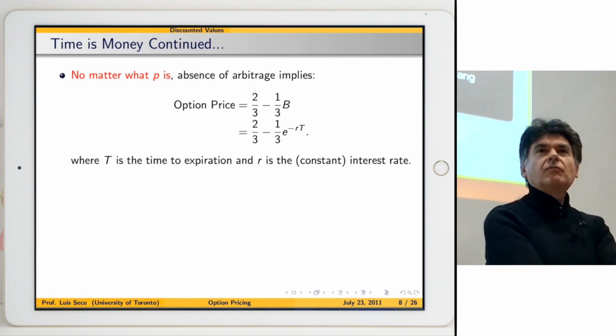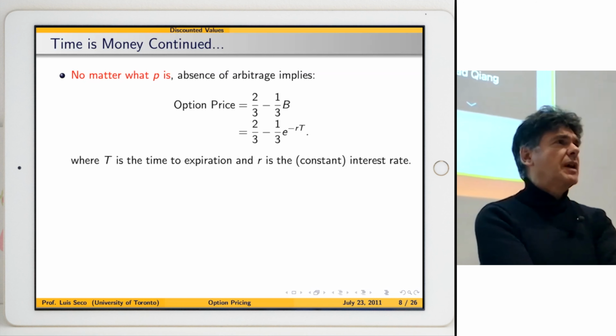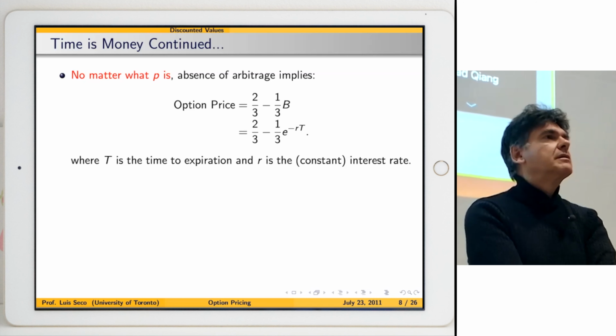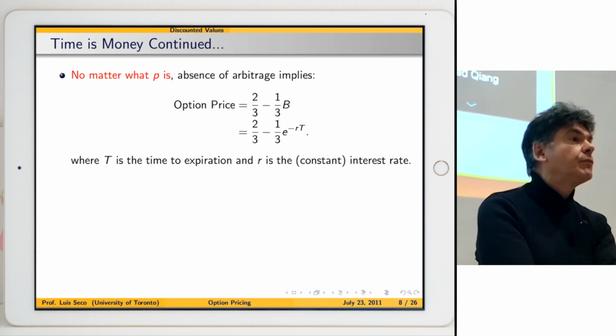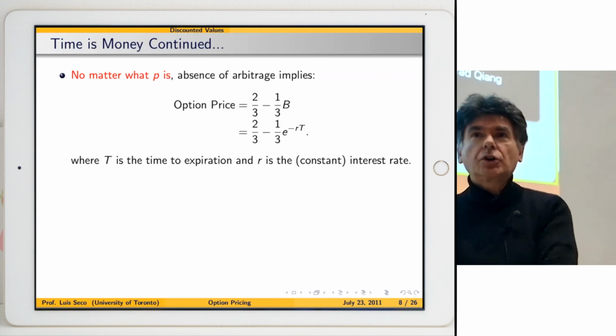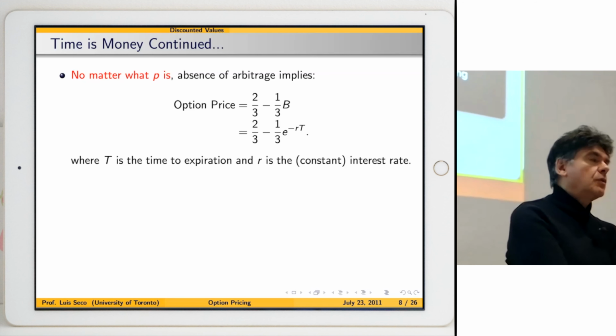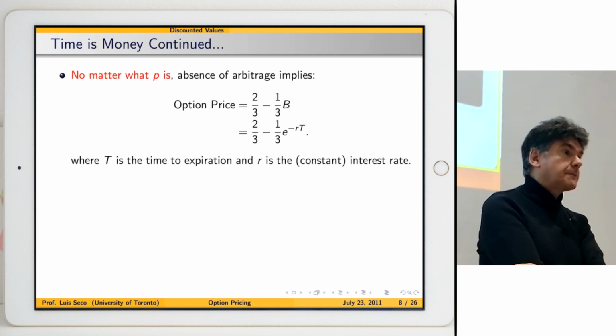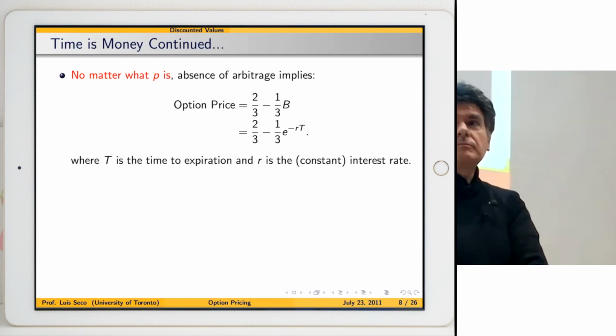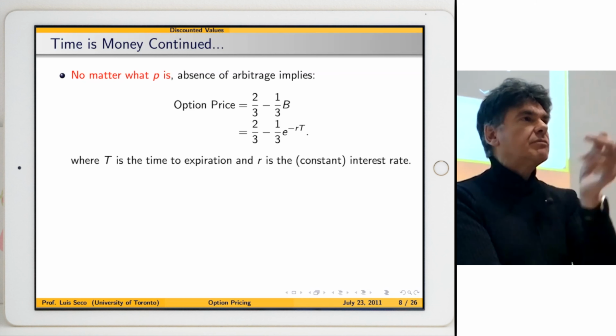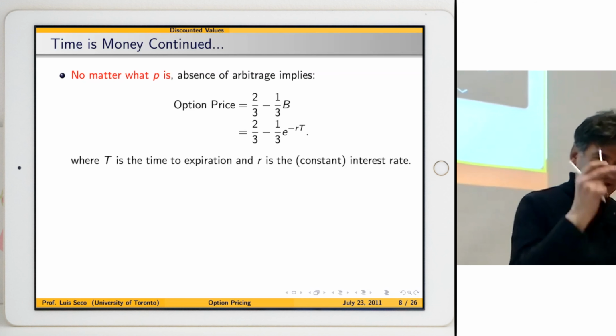What's the answer? What are interest rates? What is R if the option price is a half? Log 2. Okay, log 2. So R will be log 2, or about 70%. Okay? Let's remember that.